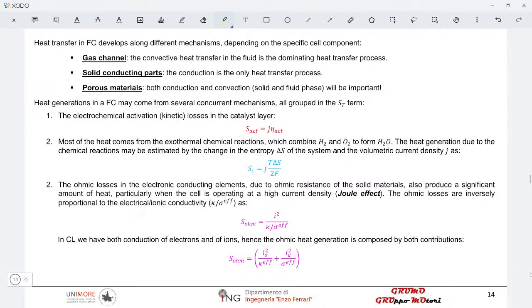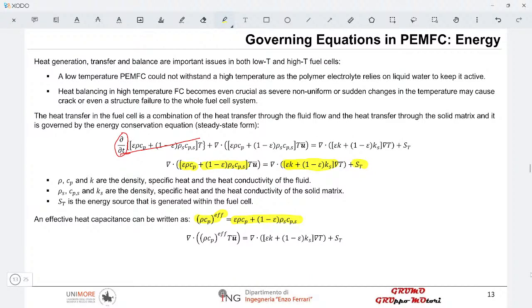Now, for this effective source term, there might be specific correlations. Just to mention it to you, it's not reported here. Typically in porous materials, the effective thermal conductivity is represented by the Dagan correlation. We will see it when we talk about gas diffusion layers. All of these are basically linear combinations of the presence of fluid and presence of solid.